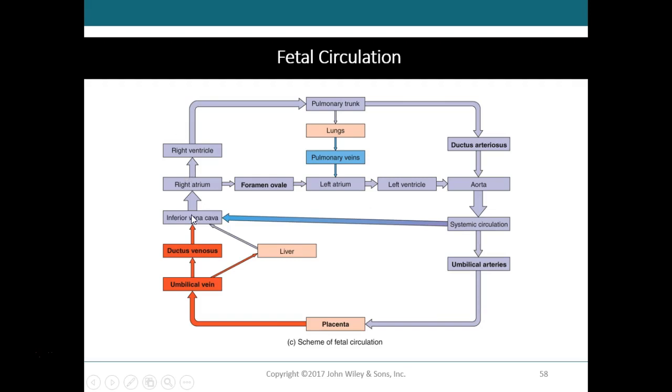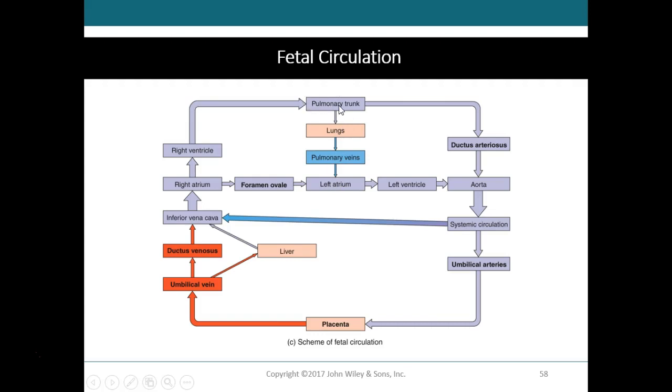But let's go back over here. We took that blood from the inferior vena cava into the right atrium. Some of it does go through the right ventricle and into the pulmonary trunk, with just a tiny little bit of that blood going out to the lungs to nourish and take nutrients and oxygen out to those developing tissues, and then returns through pulmonary veins to the left atrium.